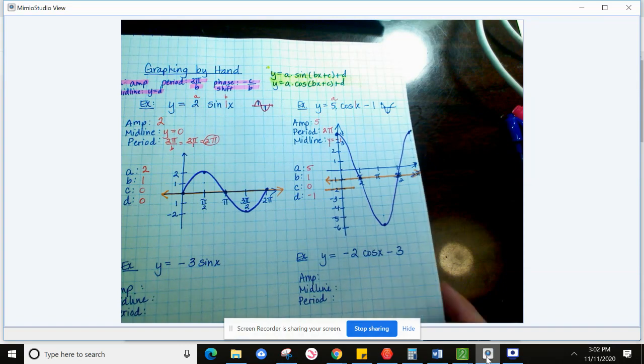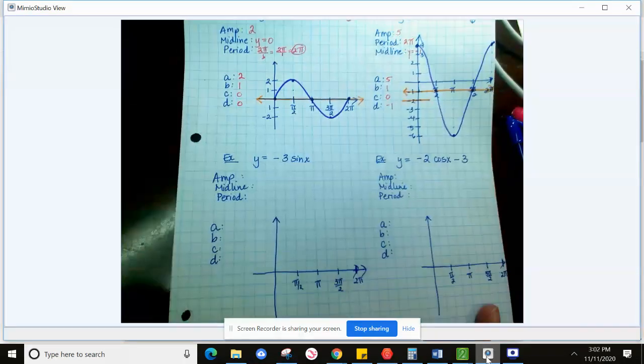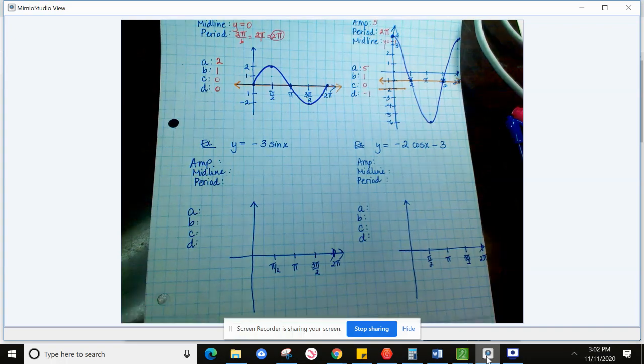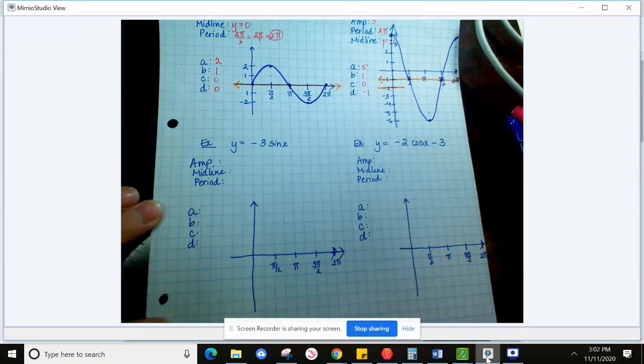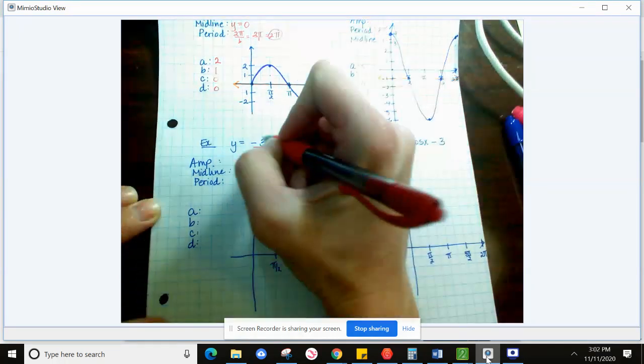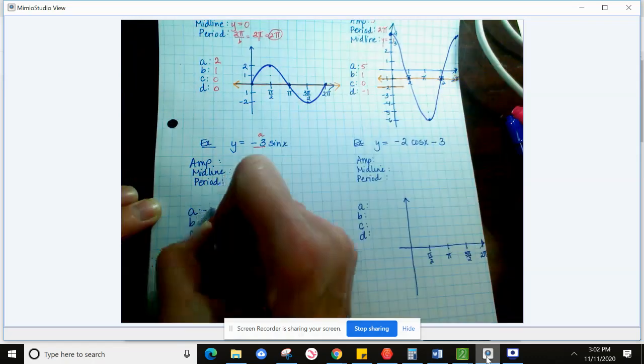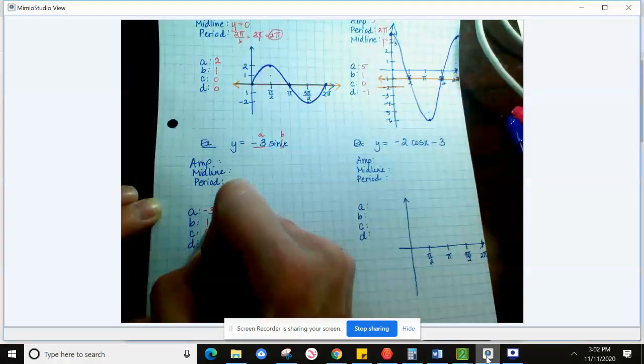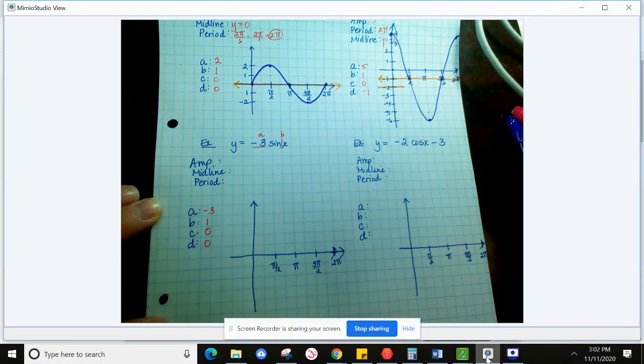All right, so let's go now to talk about one. There's a negative number on our function. Again, let's start by identifying A, B, C, and D. So A is a negative 3. B is a 1. There is no C, and again, there's no D because we do not have a number added or subtracted from this function.